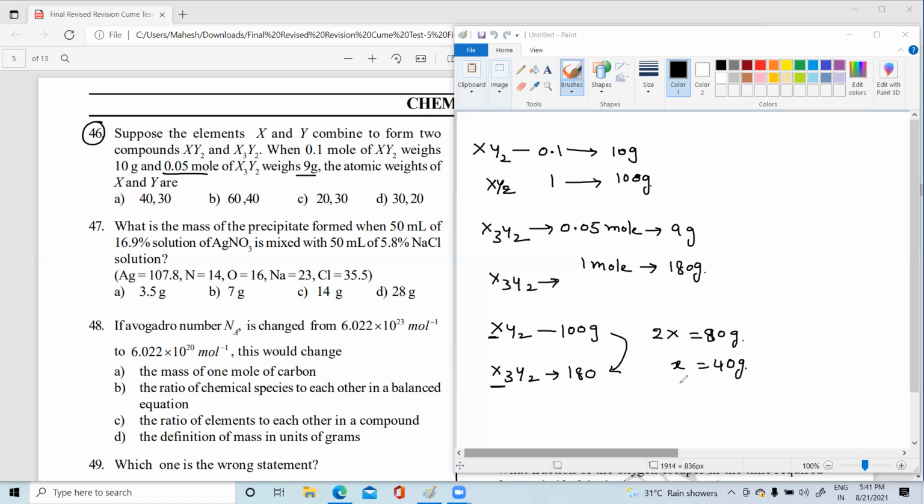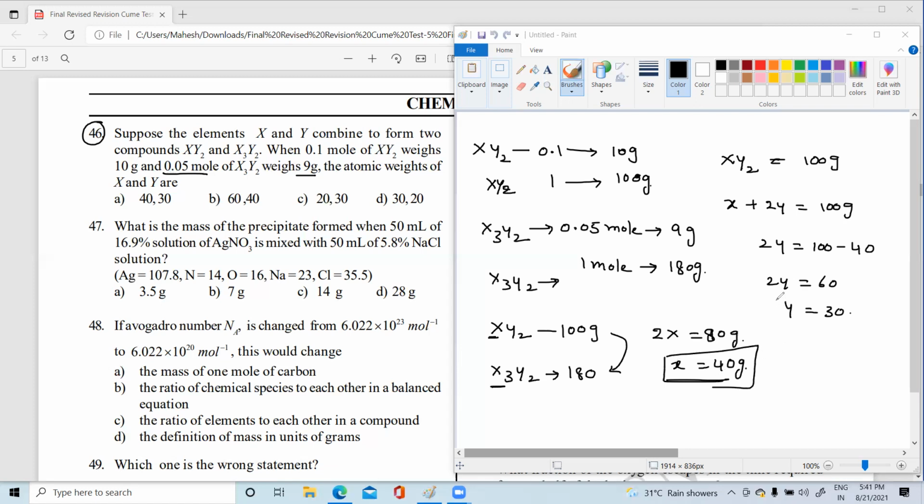Then substitute the atomic weight in either one of the formulas. Take xy2, which equals 100 grams. So x plus 2y equals 100. So 2y equals 100 minus 40, which is 60, then y equals 30. So x is 40 and y is 30 we got here. So the answer is A, the correct one.